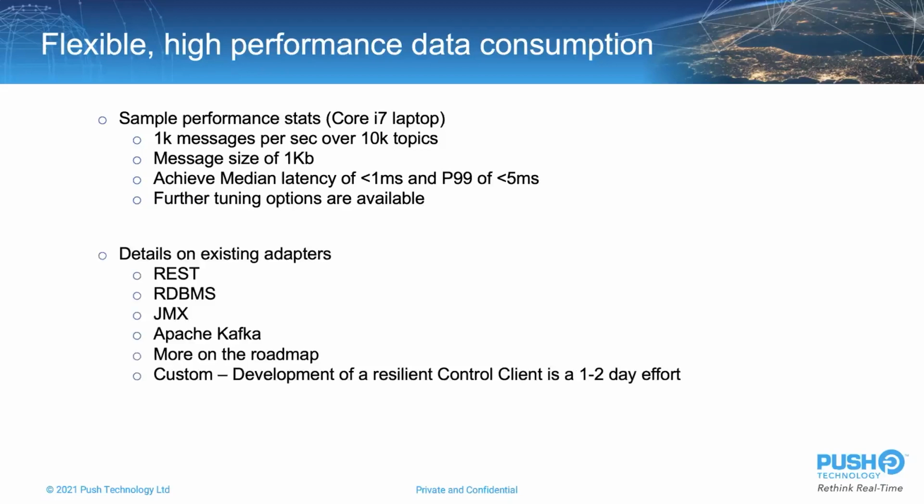And then just a little bit about the adapters that are available off the shelf. Diffusion comes off the shelf with its REST adapter. We've mentioned real-time databases; we can also interface via JMX. It supports Apache Kafka, and there are many more adapters available on the roadmap.